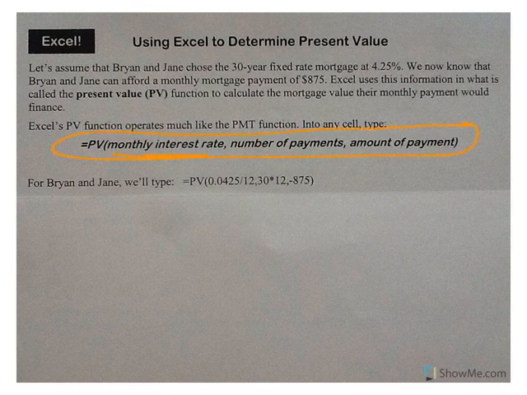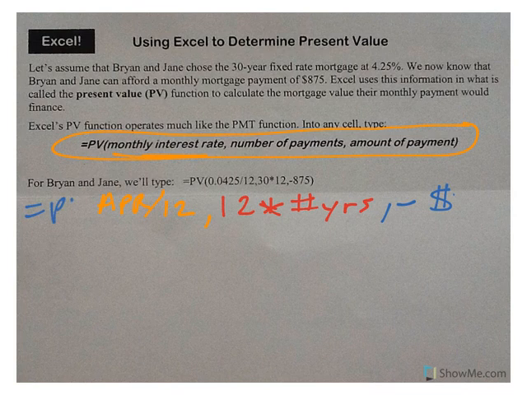Monthly interest rate. So basically, you take your APR and you divide it by 12. The number of payments, well, there are 12 months in a year and however many years in the loan. And then you have minus the dollar amount that you're paying. Okay? So PV, present value. If you're trying to find the value of something, the house, the car, the boat, PV is your function.